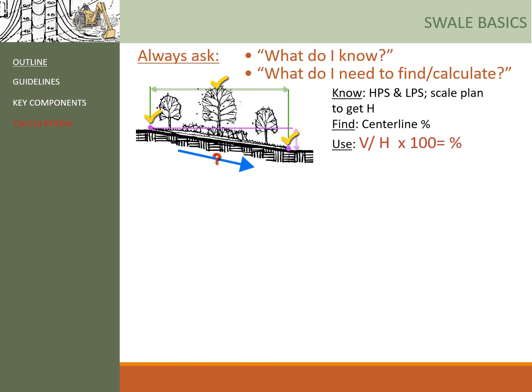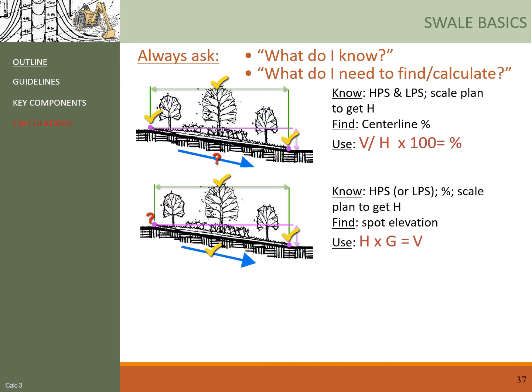So in this first example, the known parameters are HPS and LPS, and you could measure the H from the site plan. And we are to find out the centerline slope. And in this case, you would use the formula of S equals V over H multiplied by 100, right?